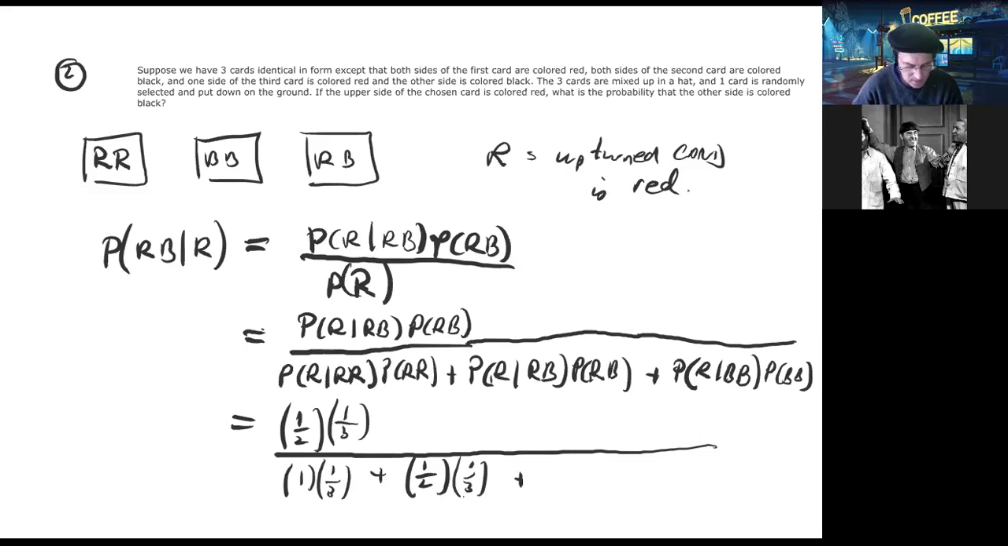And then the last term is the probability given that you have a black card. What is the probability of seeing a red upturned card? That would be 0, right? Because it's black on both sides. So it's 0 times 1/3. Okay, so you can compute what this number is, and you will get 1/3.